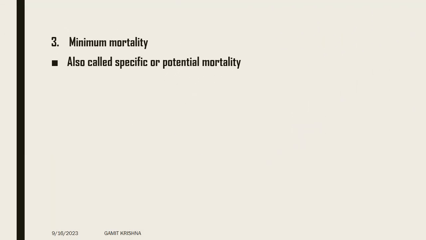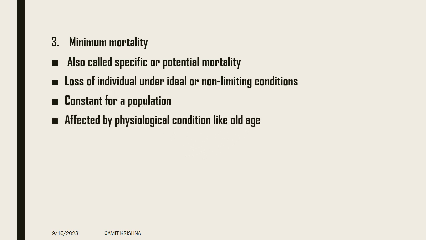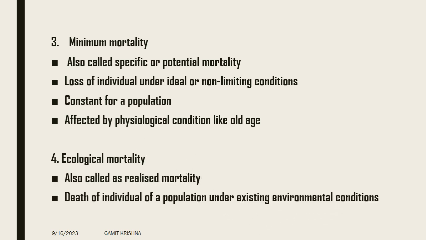Third one is minimum mortality. It is also called specific or potential mortality. Loss of individuals under ideal or non-limiting conditions, constant for a population, affected by physiological conditions like old age. Ecological mortality, also called realized mortality, is the death of individuals of a population under existing environmental conditions.